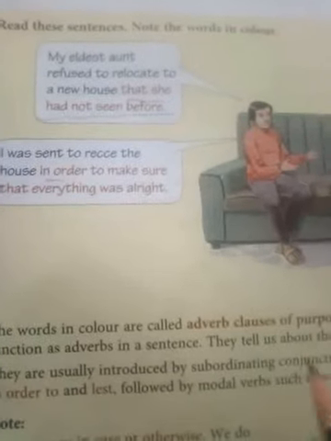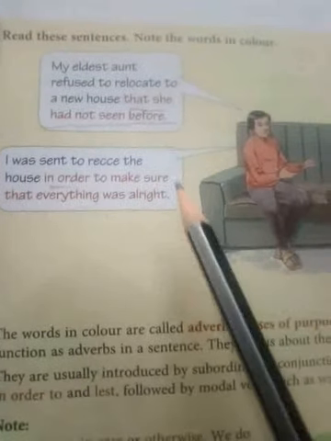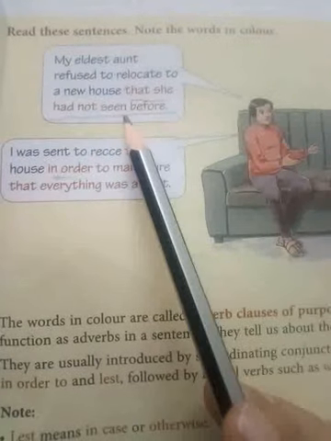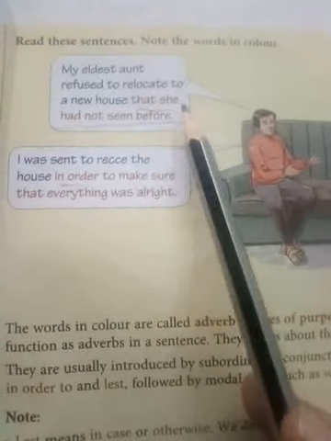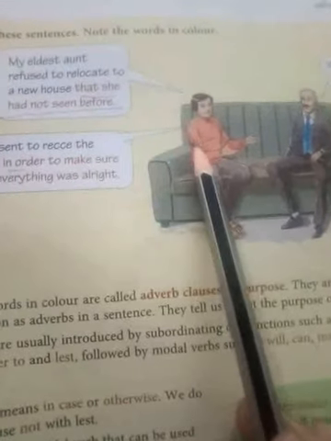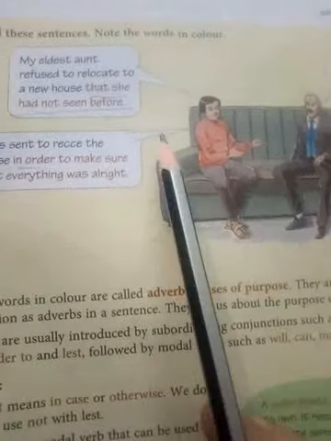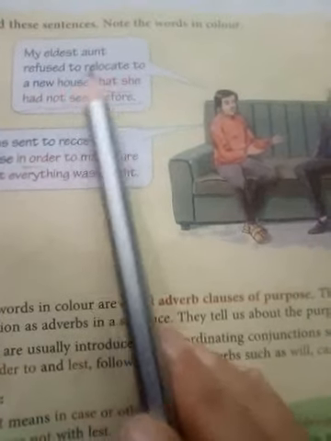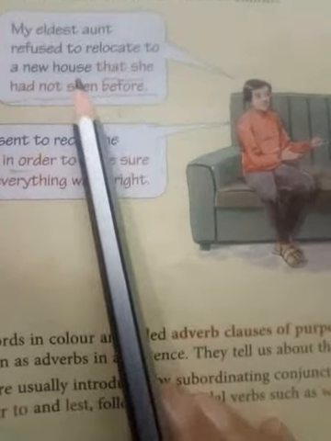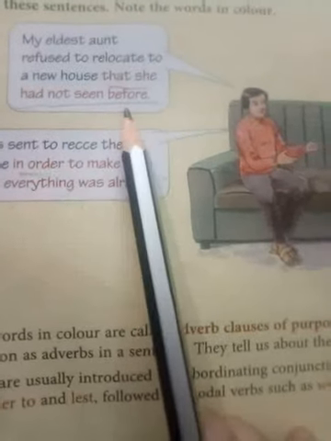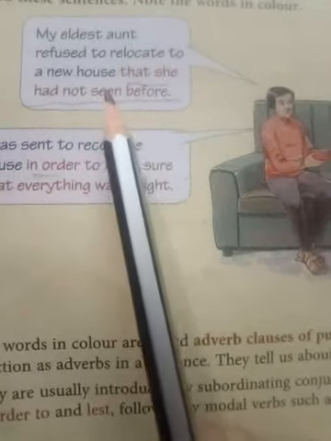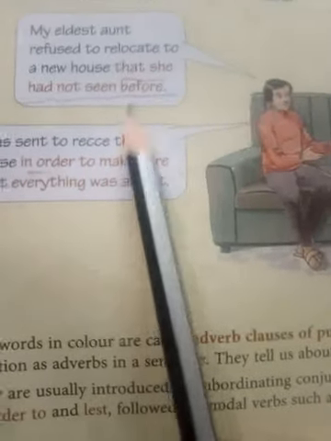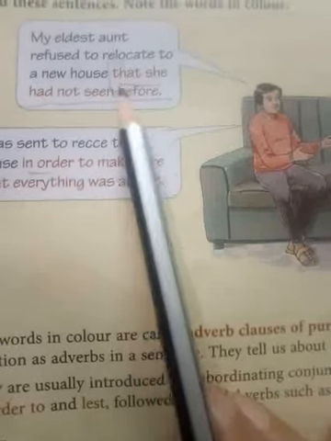Girls, if you turn to page 23, you would see that there are some sentences which show you the adverb clause of purpose. There is a conversation between Tyapa and the old English gentleman. Tyapa is telling the old English gentleman, my eldest aunt refused to relocate to a new house that she had not seen before. Now, why didn't the aunt want to relocate to a new house? Because she hadn't seen it before. So that was the purpose of the action.